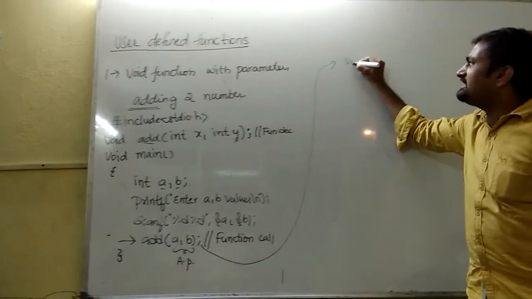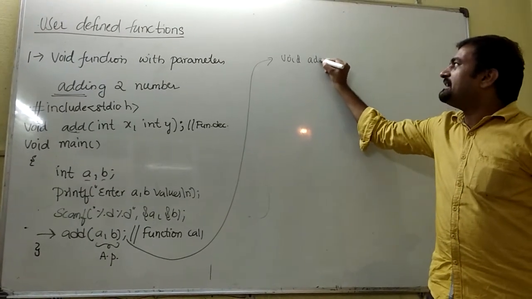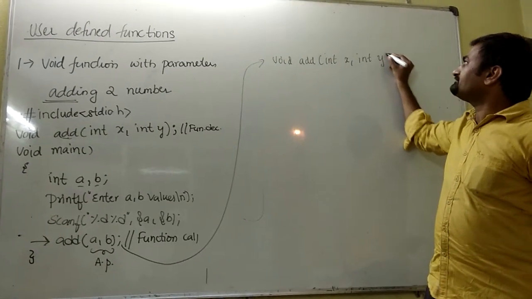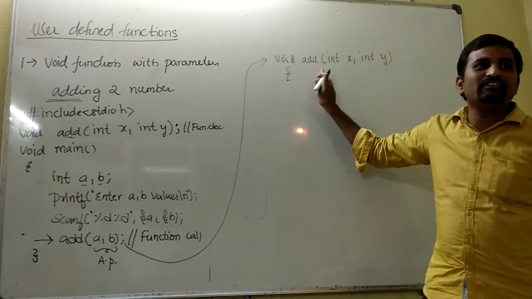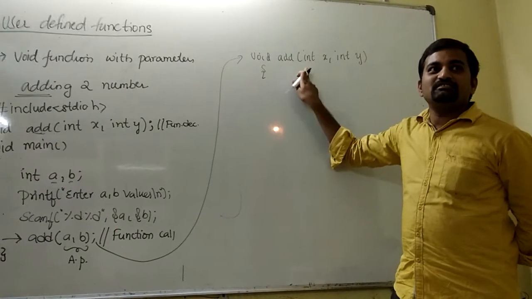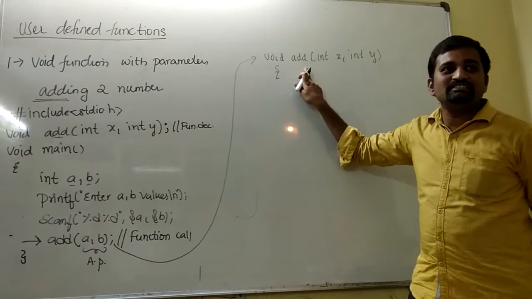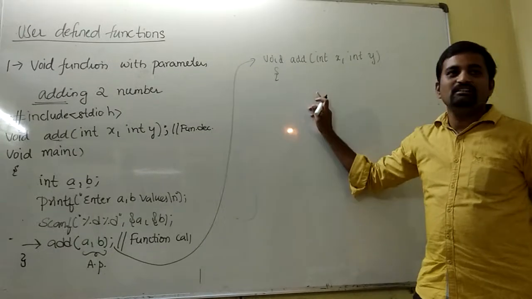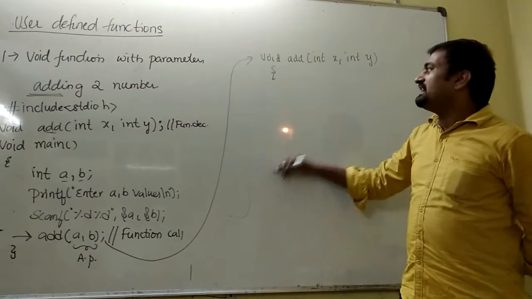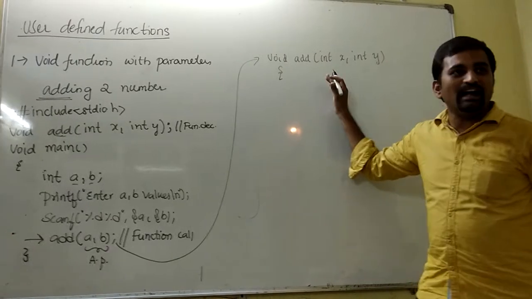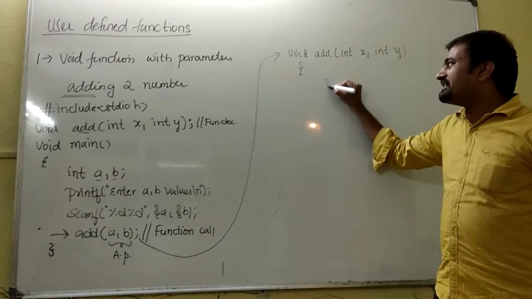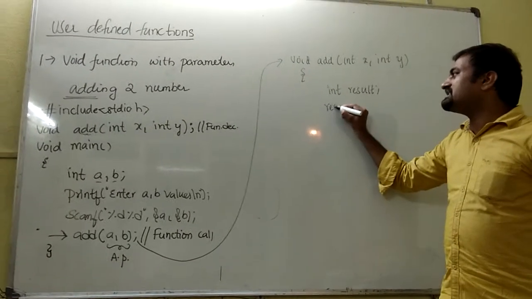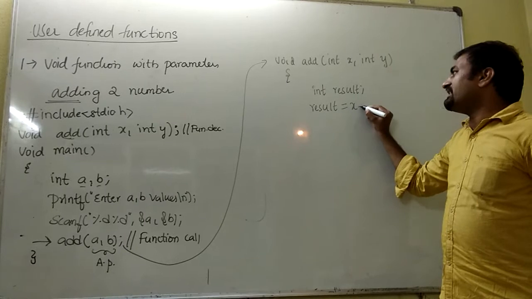So what is the function we are writing here? It is void add(int x, int y). Whenever you are writing the function definition, you have to check whether this function definition is similar to your function declaration or not. Don't change it. They have to be the same. Now coming to the function body: we need to add x and y, so I am taking an extra variable called result, int result, where result stores the addition of x and y.